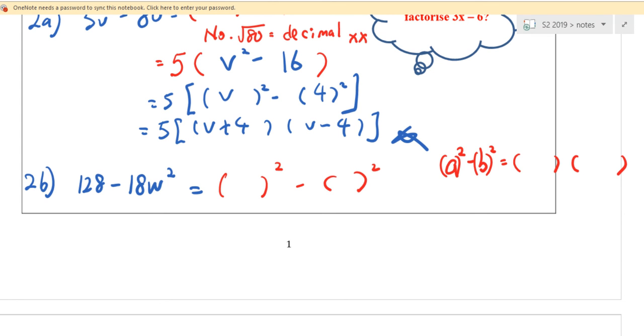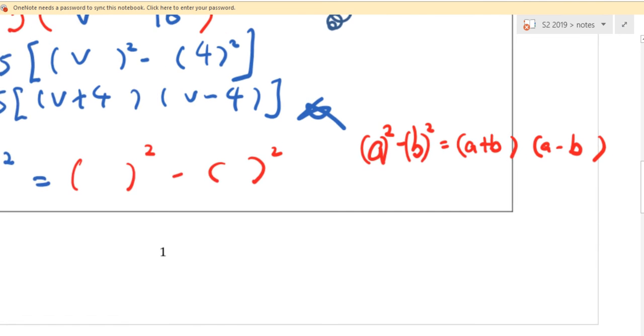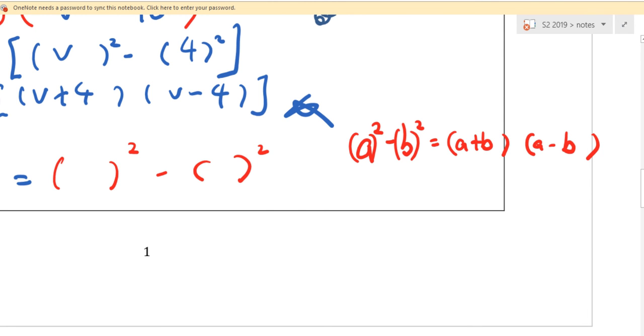If I have a square minus b square, what can I write? Friends, don't help. Don't know. Jolie? If a square minus b square, then what can I write inside these brackets? Something plus something, something minus something. Good. A plus b, a minus b, right? So if I build on this example, this a and b are just symbols to represent.